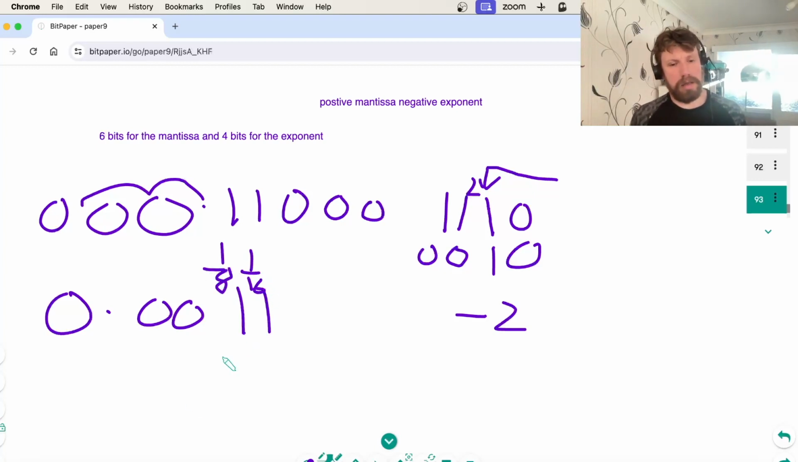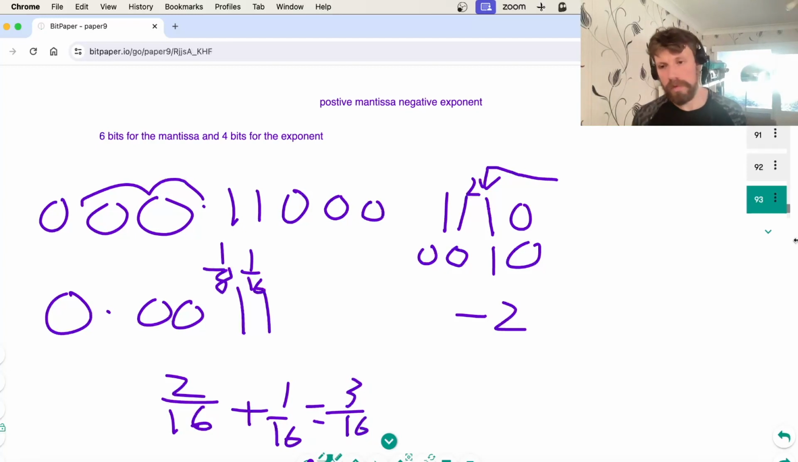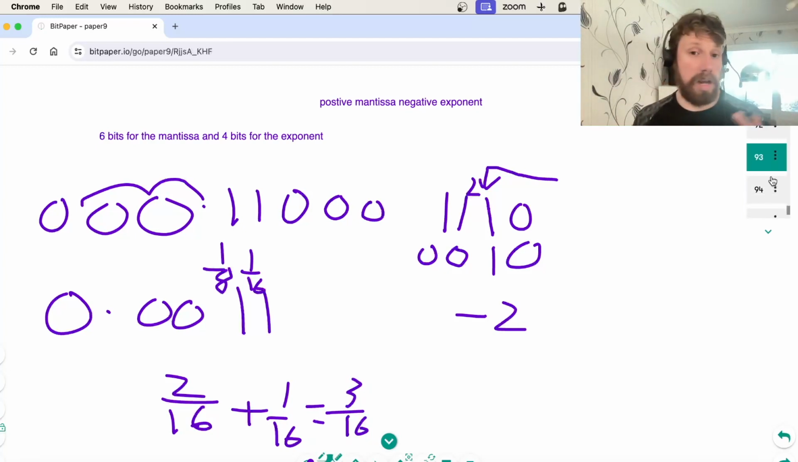Now, an eighth is 2/16, so that's just going to be 2/16 plus 1/16, which is going to give us 3/16. Now, that's how we do it for positive mantissa, a negative exponent, which is where we do the 2's complement of the exponent, and then once you do that, you have to add the zeros at the front.